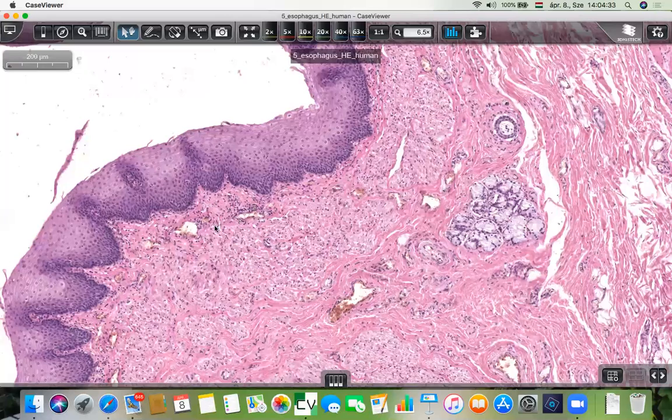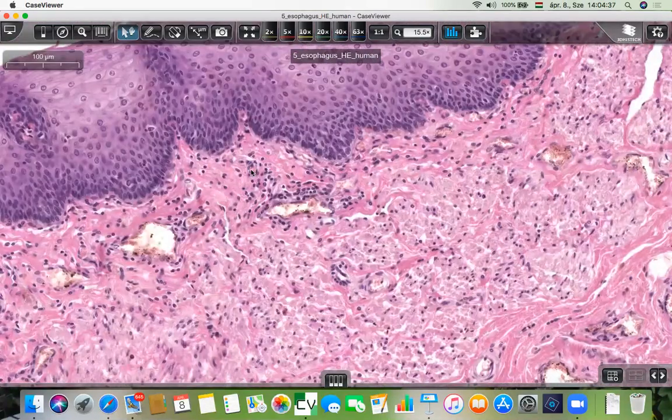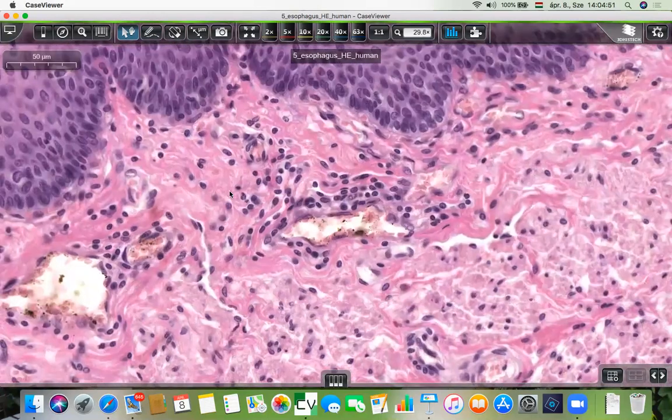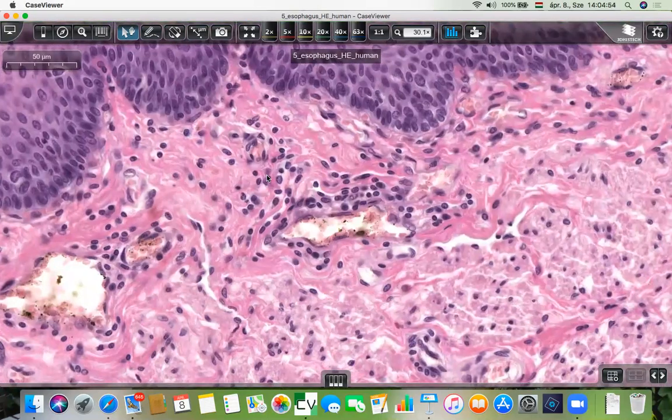So immediately underneath the epithelium, we have the lamina propria. This is the lamina propria, which is moderately dense connective tissue. Not so many gaps are present among the cellular elements and the connective tissue fibers. Definitely the majority of the cells are lymphoid cells, mainly lymphocytes.